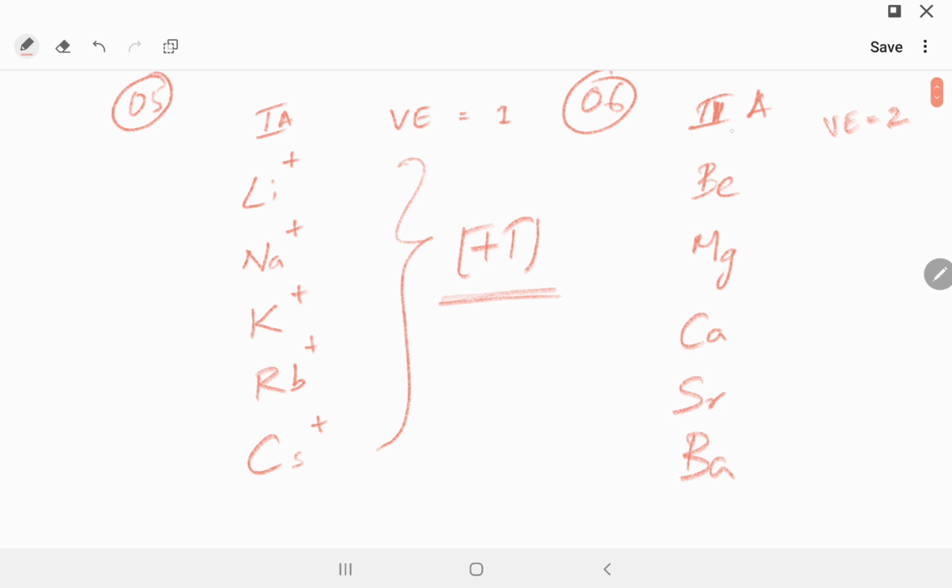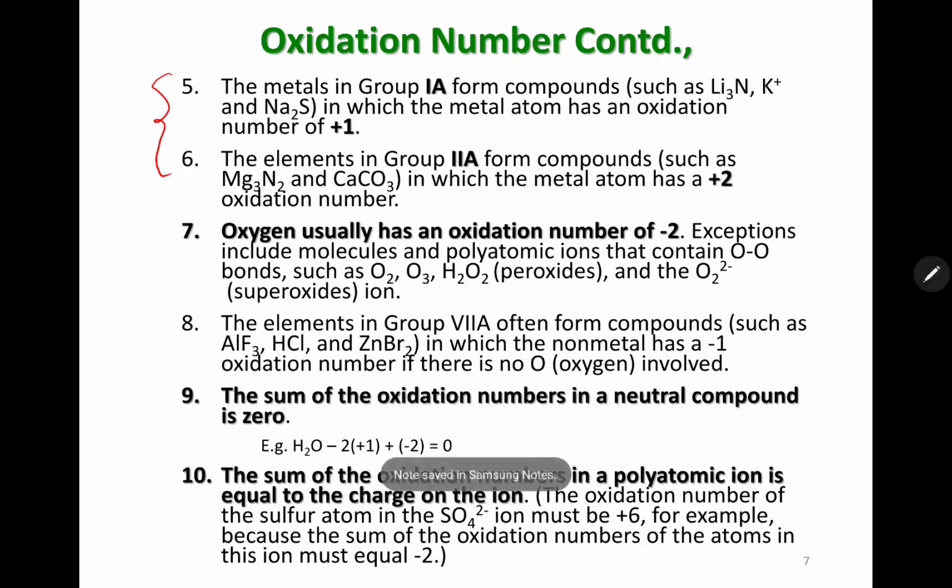And if you donate 2 electrons, you make a 2 plus sign. So therefore, in a chemical compound, these group 2a metals are always 2 plus. So therefore, in a chemical compound, their oxidation number should be what? Plus 2. So rules number 5 and 6 are pretty straightforward. We already know the charge of group 1a or group 2a metals if they are in a chemical compound. And if we know the charge, we should know the oxidation number, which is basically the same.